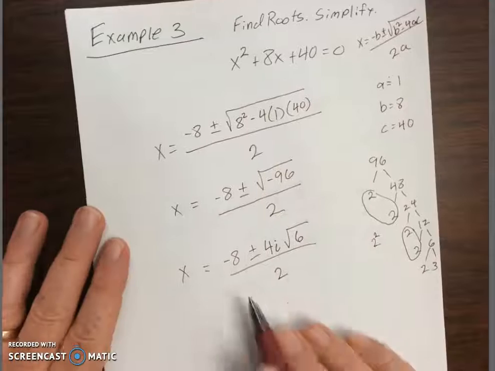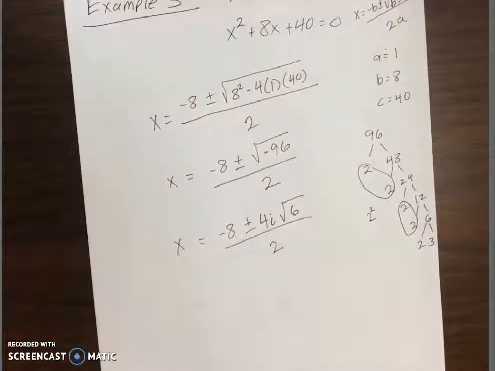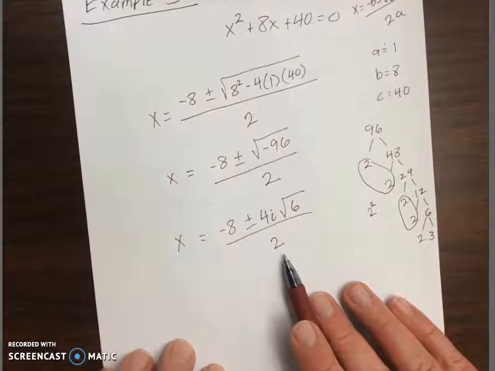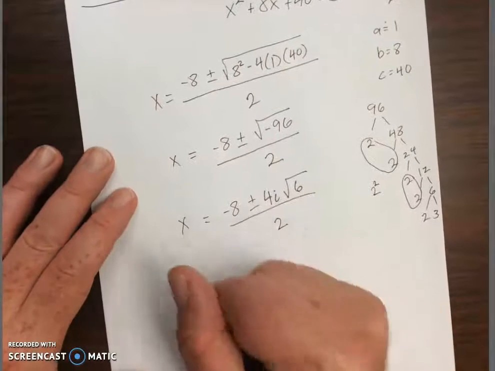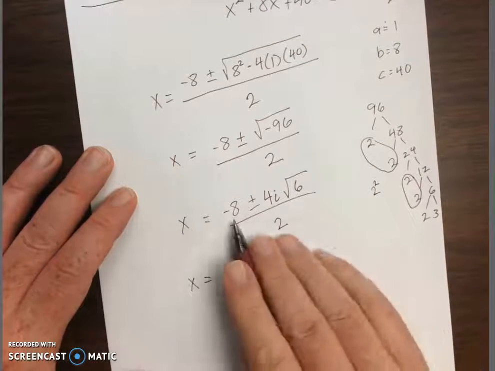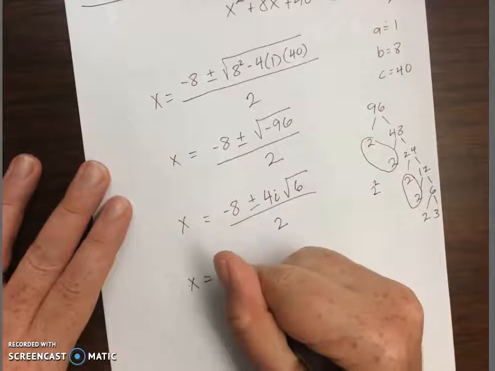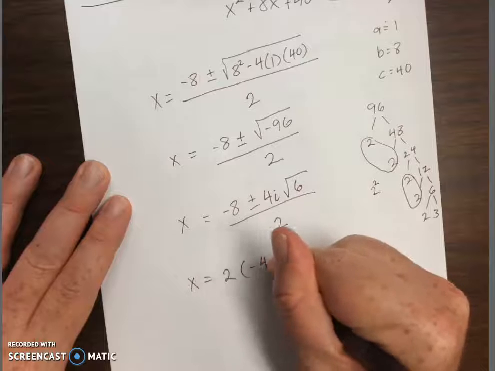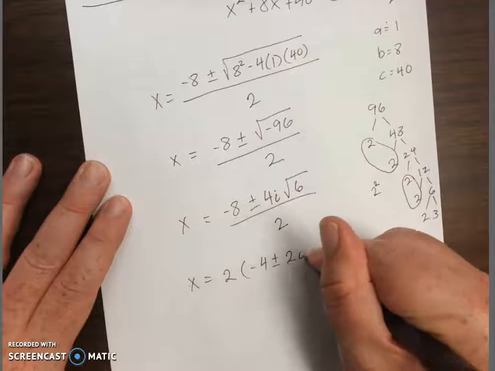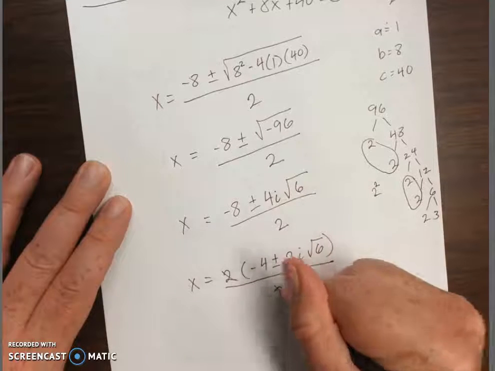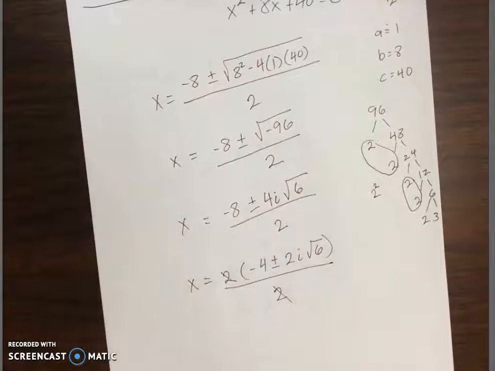So once again, 8 and 4 have a 4 in common, and you can factor out a 4, but I noticed that I have this 2 in the denominator, and I'd really like to get rid of that 2, so I want to try to keep things a little simple. So I'm just going to factor out a 2. I know I can factor out a 4, but I'm only going to factor out a 2. 2 times negative 4 plus or minus 2i square roots of 6, and that's all over 2. Those reduce, so my final answer would be negative 4 plus or minus 2i square roots of 6.